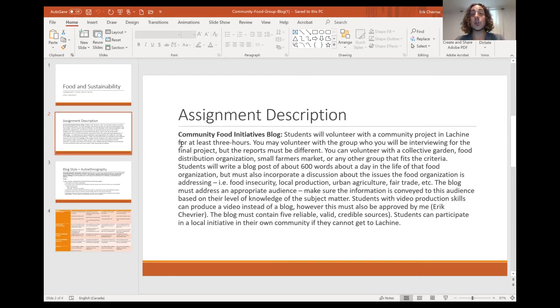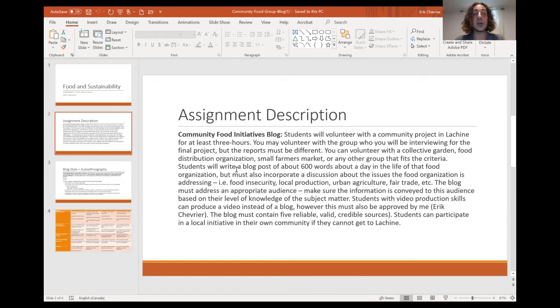But what I want you to do is volunteer with one of these groups and get to know the group a little bit. I want you to learn by doing. You can volunteer with a garden collective, a food distribution organization, a small farmer's market, or any group that fits this criteria. If you're not sure if the group fits the criteria, just send me an email and ask me, and I'll let you know.